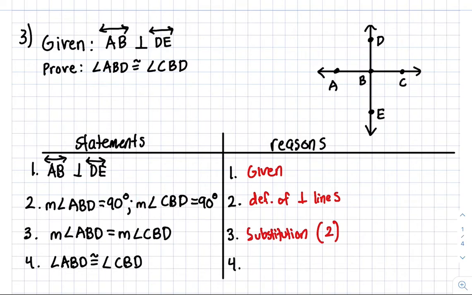And lastly, angle ABD is congruent to angle CBD. Notice, you guys, we had measurements and an equal sign, and now it's just a congruent sign. That is what we call definition of congruency.